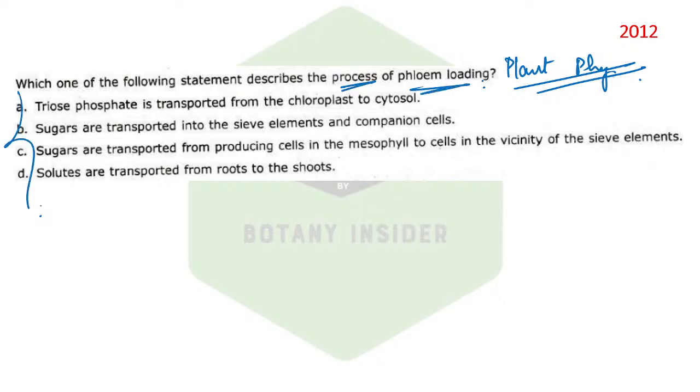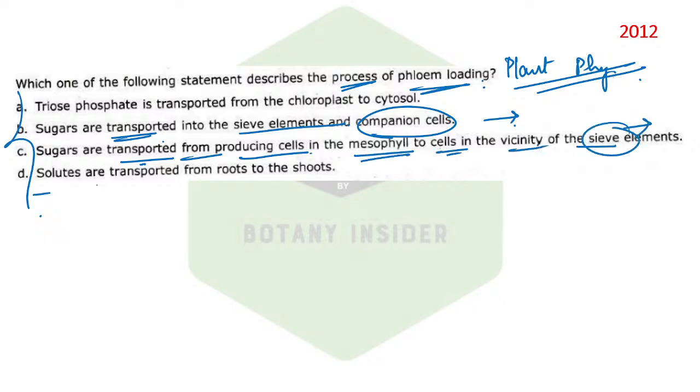First option is triose phosphate is transported from the chloroplast to the cytosol. Then sugars are transported into the sieve elements and the companion cell. Then sugars are transported from producing cells in the mesophyll to the cells in the vicinity of the sieve elements. Then solutes are transported from the roots to the shoots. It's a very simple definition kind of question getting asked, right? You need to find out which statement is correctly explaining the process of phloem loading, right?